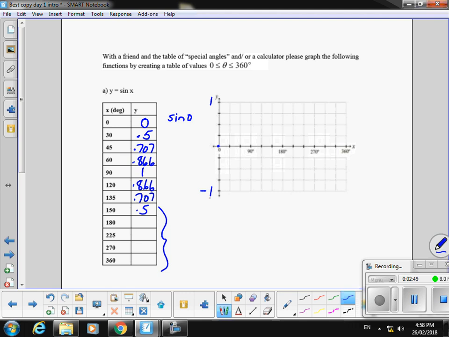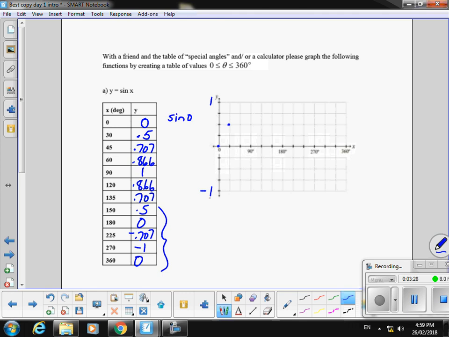Sine of 180 is 0. Sine of 225 is also decimal 0.707, but it is negative. Oops. Sine of 270 degrees is negative 1. And sine of 360 degrees is also 0. So we just have to be careful with some of those gaps, but we're going to draw those on our graph. So 30 degrees, I have a value of 0.5.